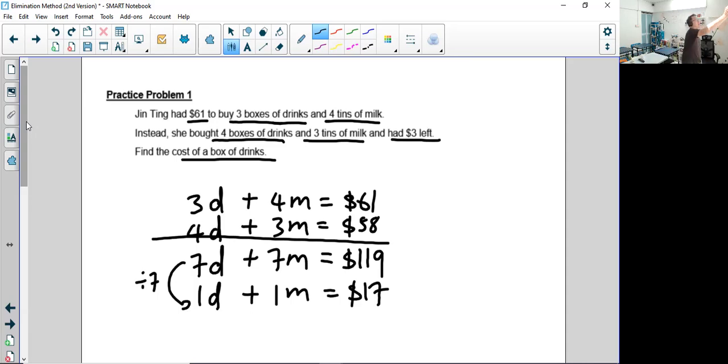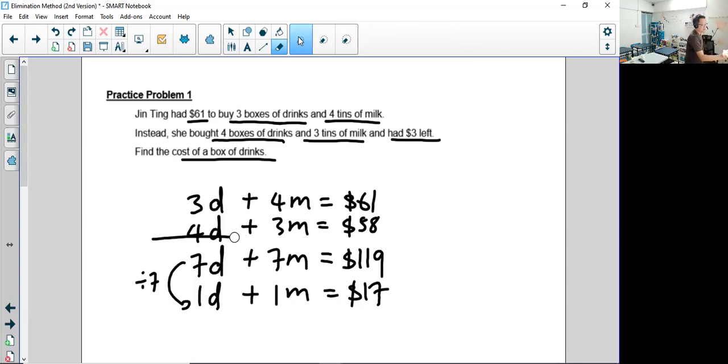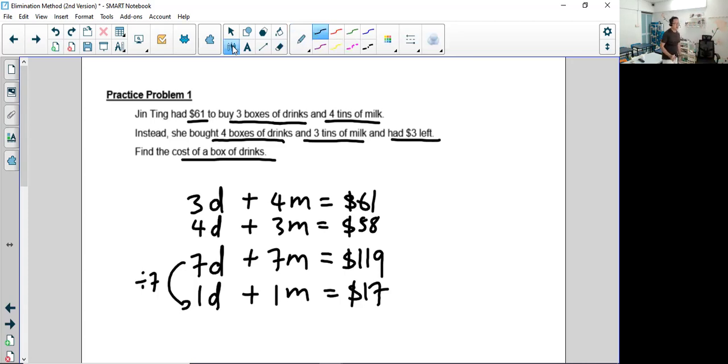Okay, let me just erase something. Let me just erase this line so that we can see all the statements very clearly. Okay, let me just write again. So this is your 4 boxes of drinks. So you can see that there's a lot of thinking over here. All right, then what happens?